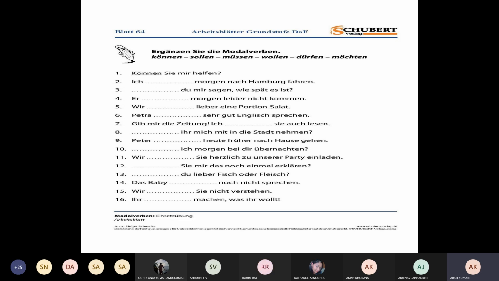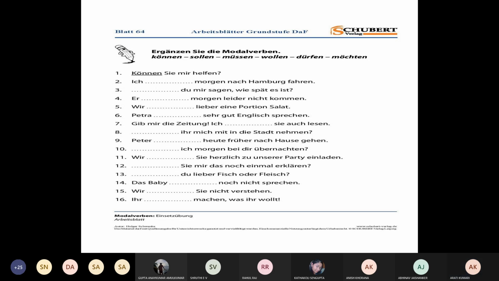Okay, next one. Sie mir das noch einmal erklären. Erklären means to explain. Can you please explain one more time? So, können Sie mir das erklären? Can you please explain it? Das means here it. Noch einmal means once more. So, können. The last 13. Du lieber Fisch oder Fleisch? Möchtest du lieber Fisch oder Fleisch?